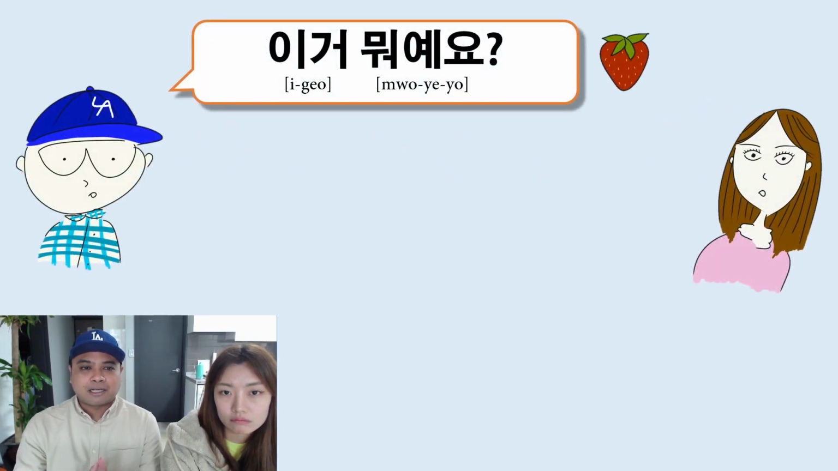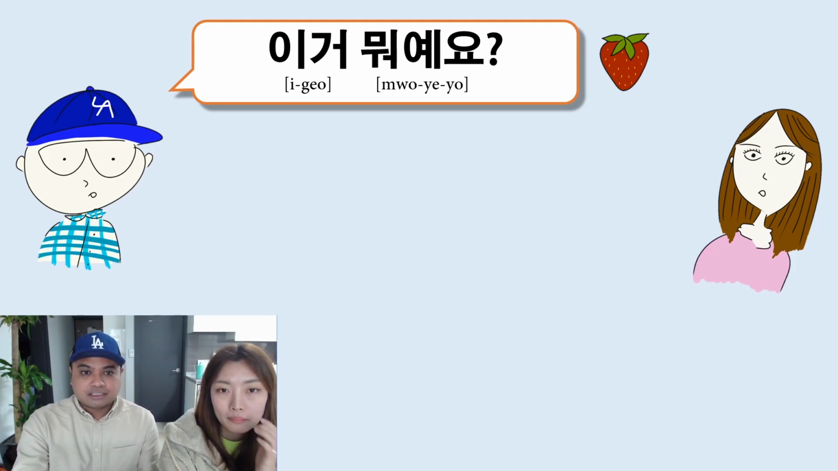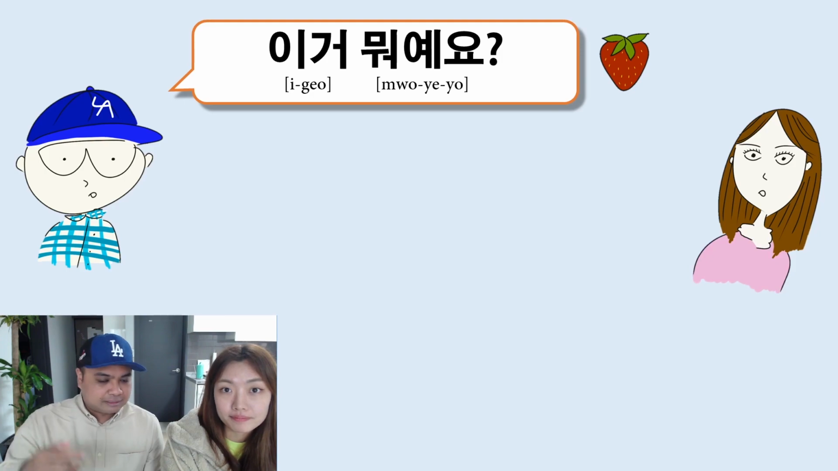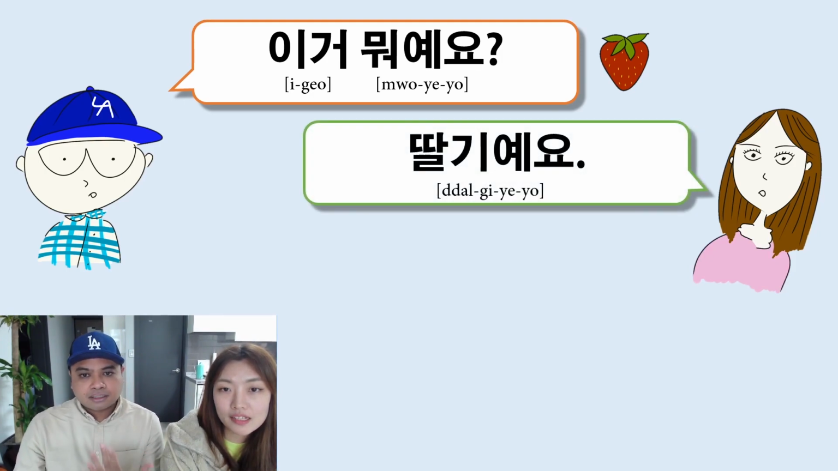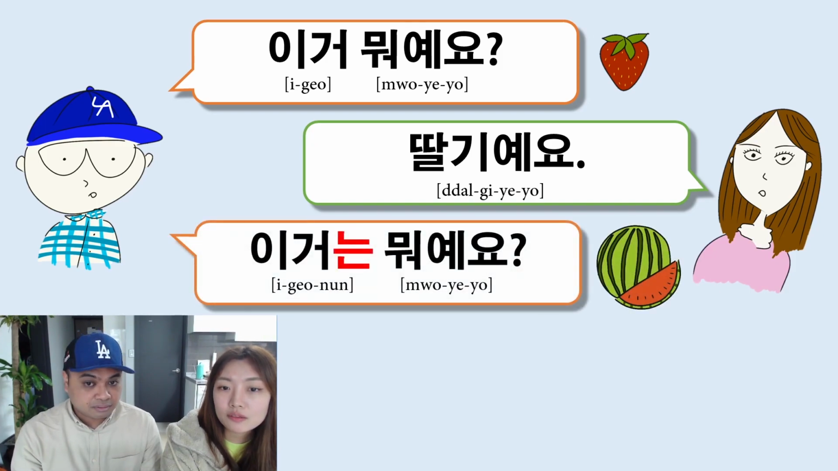So here, let's say, 이거 뭐예요? If I'm saying to Donna, hey, what is this? And then she has a fruit platter, a bunch of fruit. And I said, hey, 이거 뭐예요? What is this? And then she's going to respond, 딸기예요. Oh, it's a strawberry. Then there's another fruit. Instead of just saying 이거 뭐예요, you can say 이거는 뭐예요?